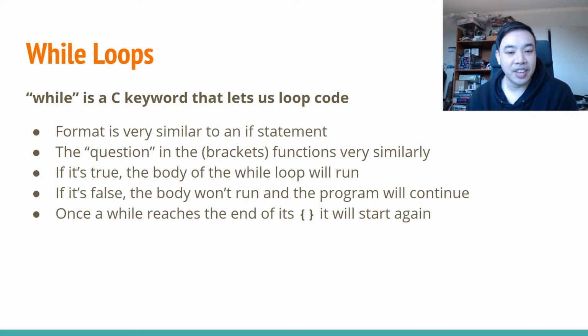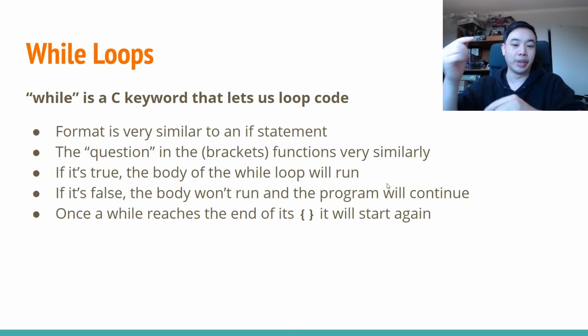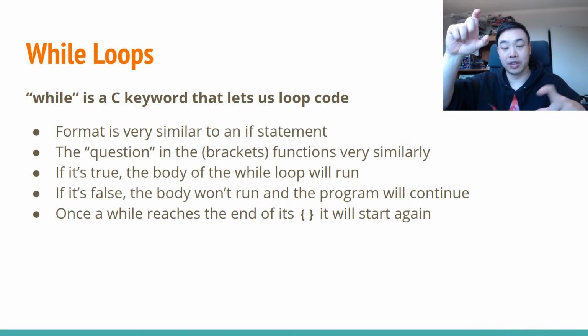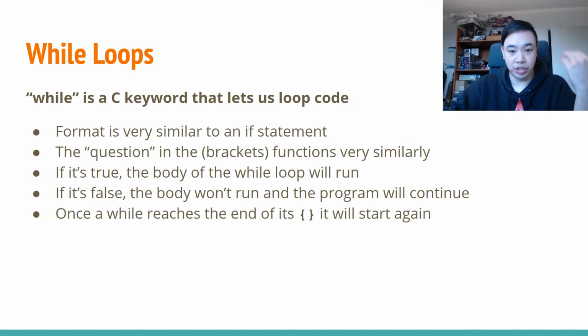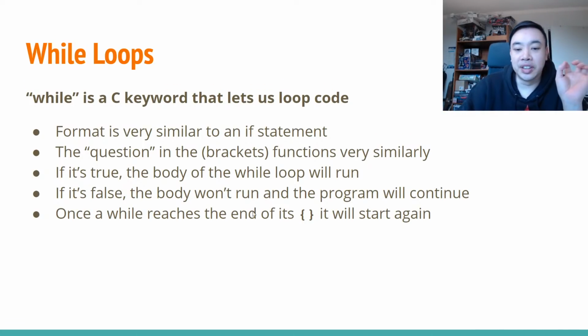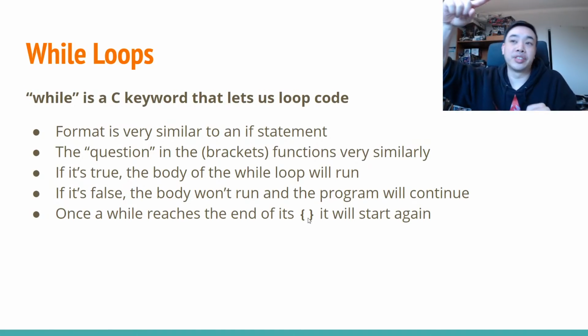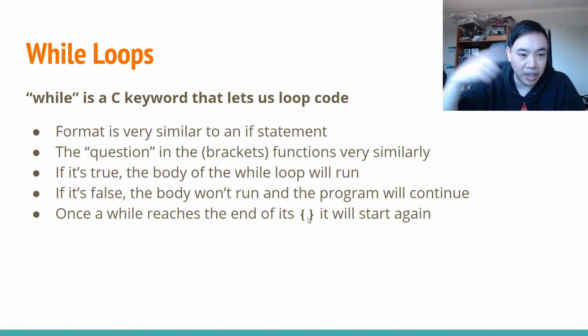The question and answer thing, as I said before, is very similar to the if statement. This is just the text for what I just said, actually. If it's true, the body of the loop runs. If it's false, we won't run the body of the loop, so everything in the curly brackets, we'll skip over it and just continue the rest of our code. But the difference between it and the if statement is we run the while loop code. When we reach the end of the curly brackets section, we'll go back to the start of the while loop and we'll check the expression again and keep going.